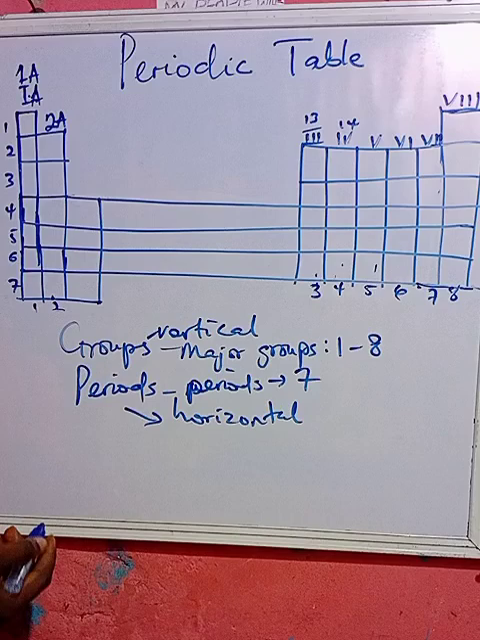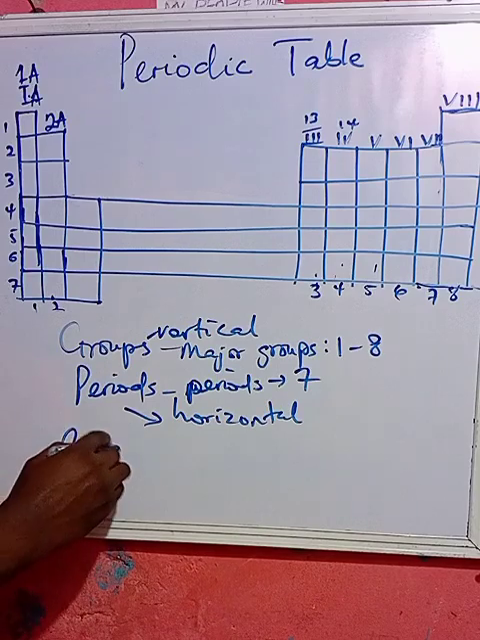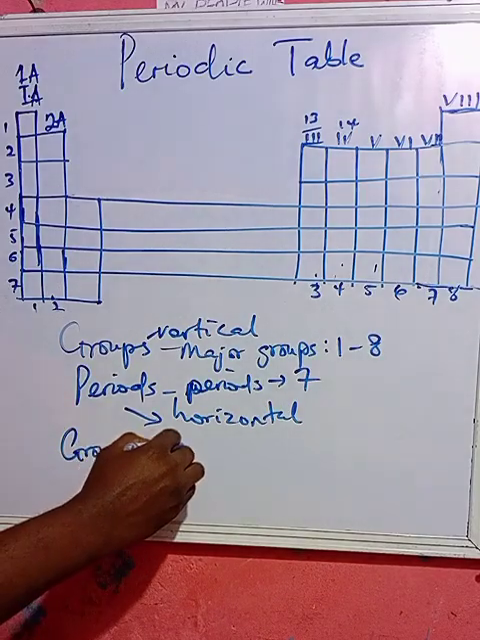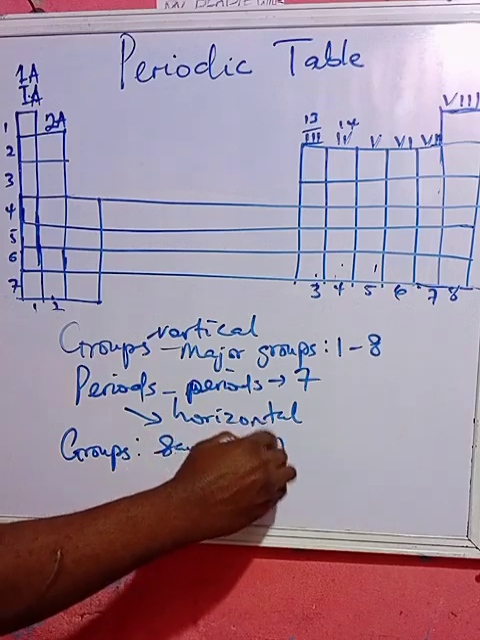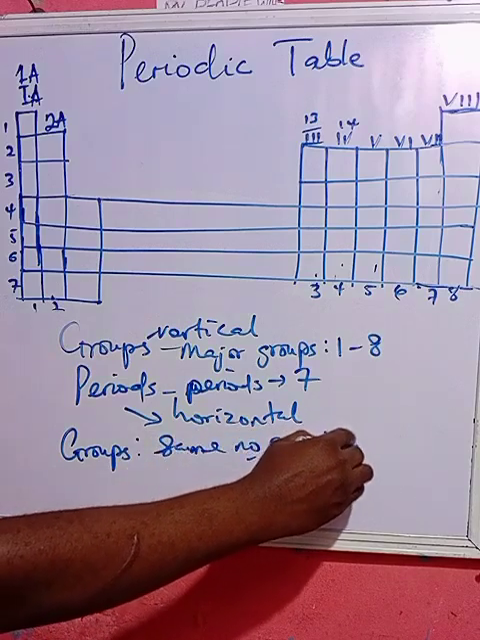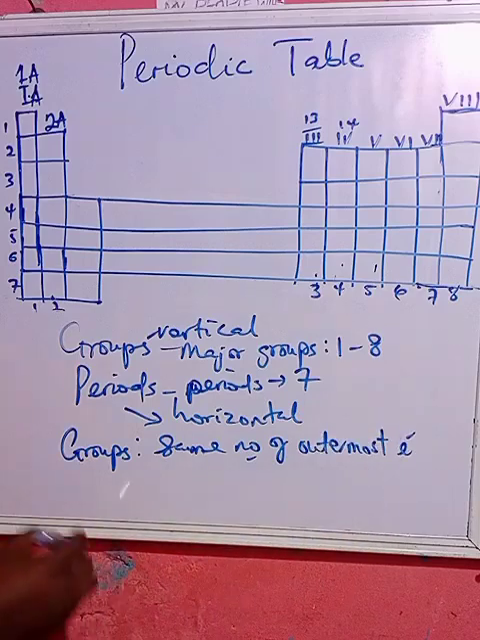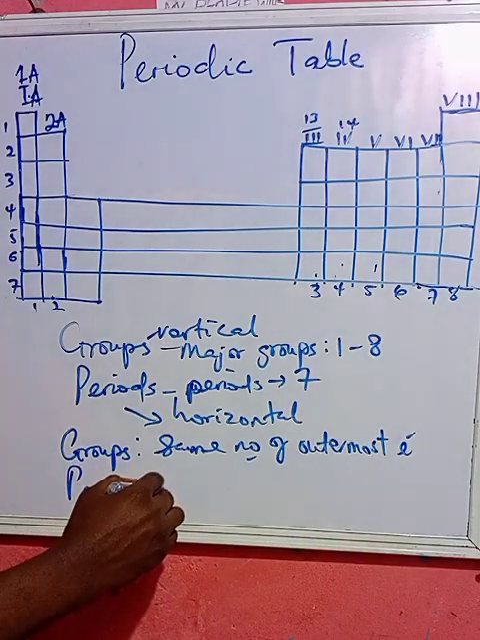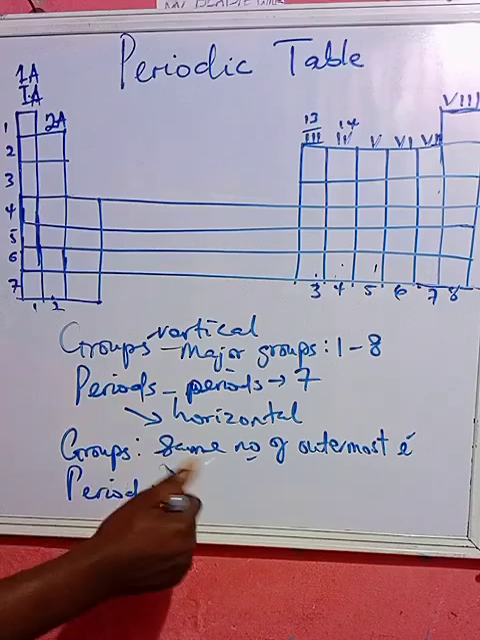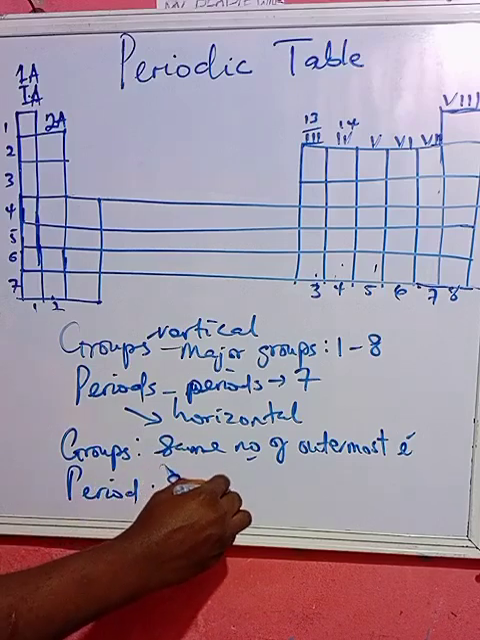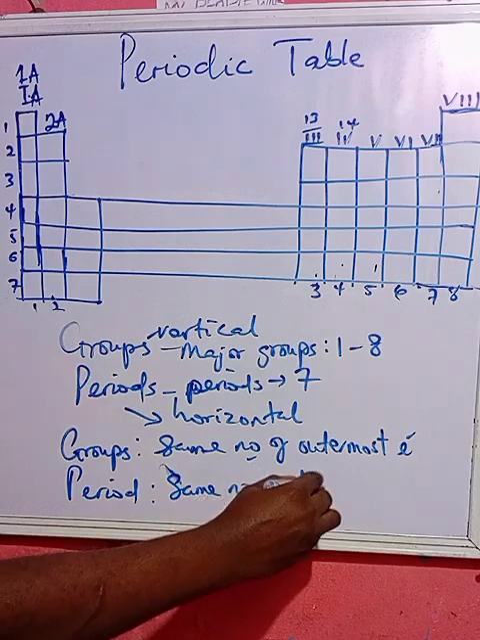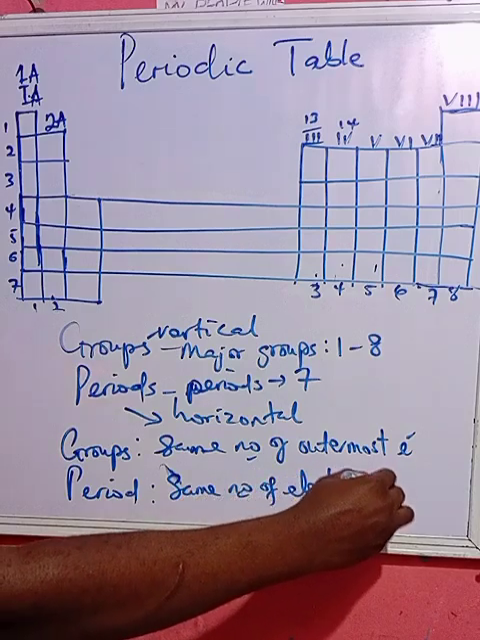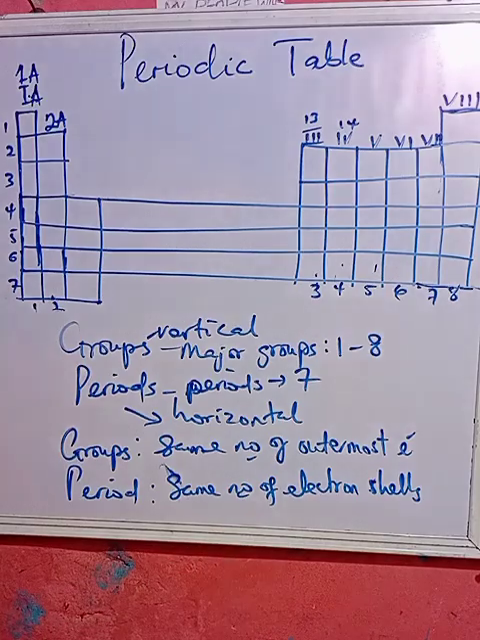Now the groups actually have an identical number of outermost shell electrons. Groups have the same number of outermost electrons, while periods have the same number of electron shells. I hope you're following.